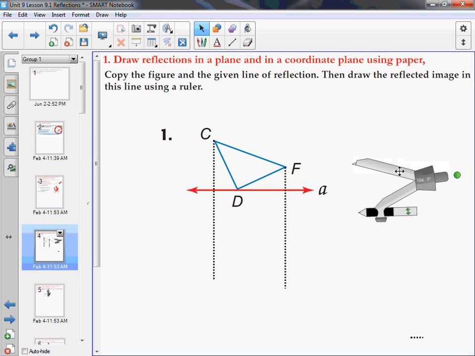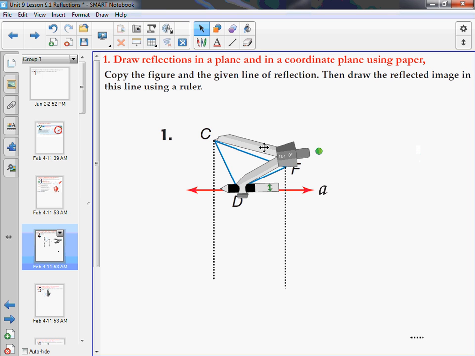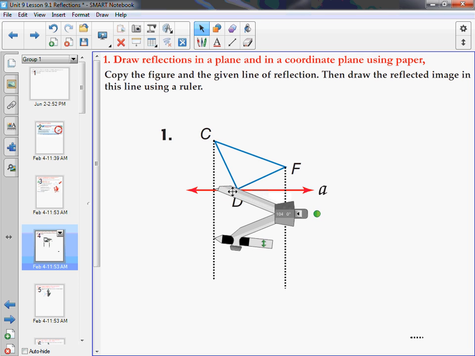Now take your compass, and we're going to use it as a measuring instrument. Put the point of the compass on point C and adjust it so that the pencil is where the line of reflection is. So the point is on point C, the pencil is where the dotted line crosses the line of reflection. Now, using that setting, look up here at the screen so you see what I'm talking about. Using that setting, move the point of the compass to the intersection of the dotted line and the line of reflection, and then make a little arc across the dotted line.